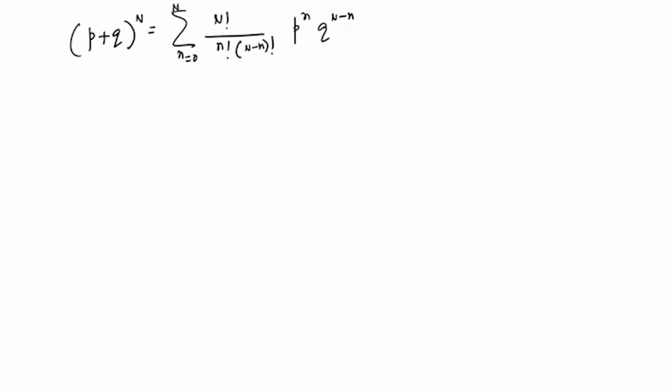So, you will get these coefficients. For example, we know (p plus q) whole square equals p square plus 2pq plus q square, and so all these coefficients will be given by this factor, and then you have these powers of p's and q's.